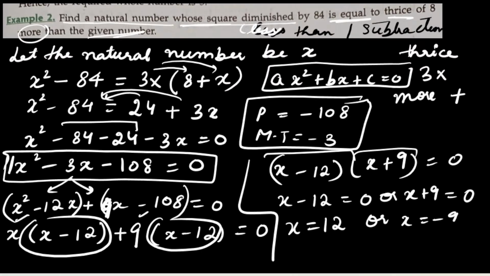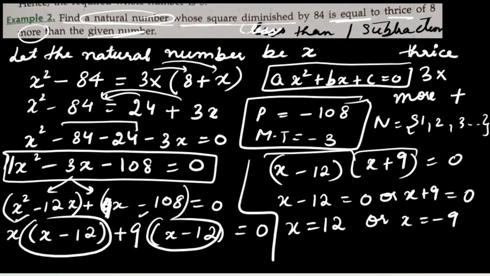So one of the values we are getting is 12 and the other value we are getting is negative 9. So here we have to find natural numbers. So natural numbers are what? The set of natural numbers: 1, 2, 3 and so on.